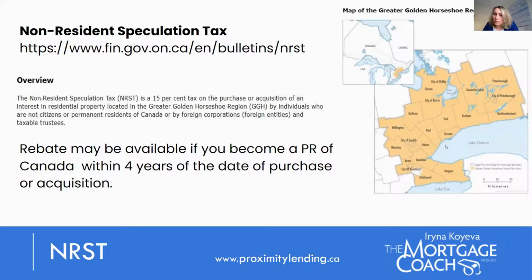So if you see here, Toronto, Hamilton, it's pretty far to the north as well. So if you don't have permanent residency yet and you want to buy a property in this area, you will need to pay 15%. But if you receive permanent residency status within 4 years of the date of the purchase, you can receive a rebate for this amount. So this is something for you to consider. Any questions about this?